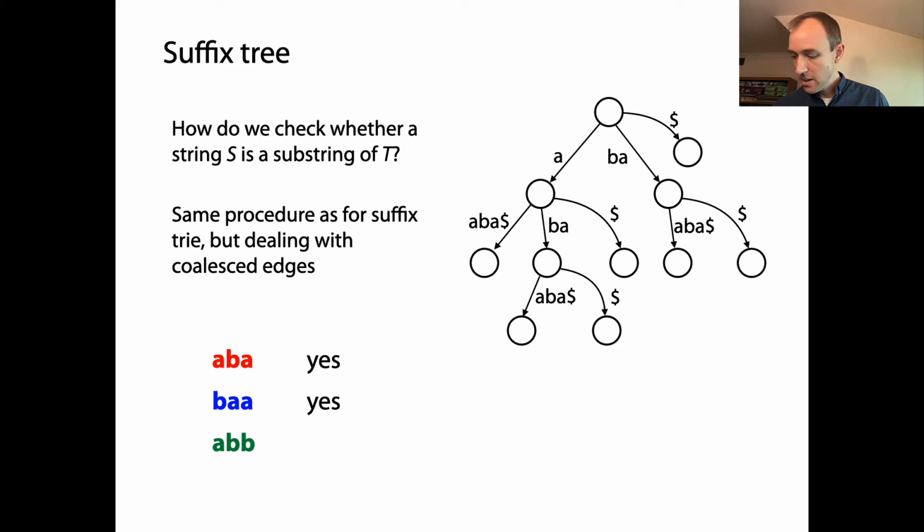Okay? And here's another query string, ABB. Let's see what happens here. So let's start at the root. We go down according to A. Okay, great. That takes us here. Go down according to B. Okay, great. That takes us partway across this edge because we matched that B. And now the next character is a B, and we fall off. So the answer is no.